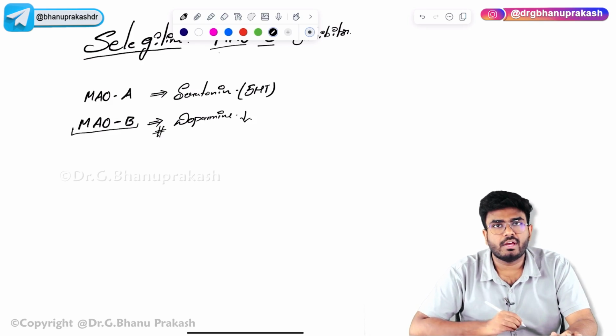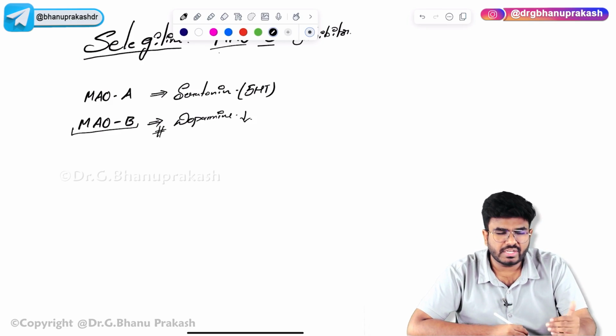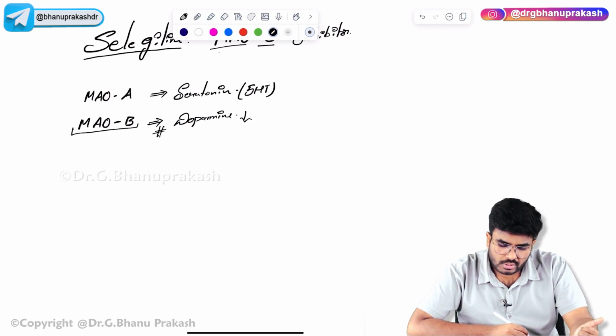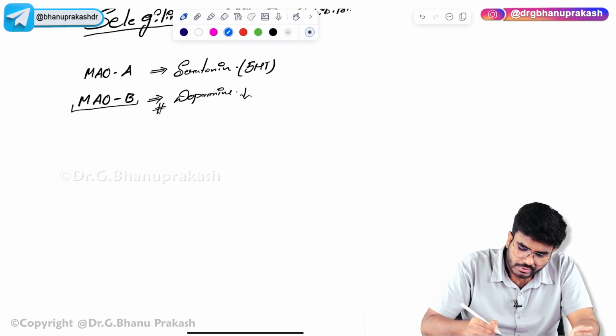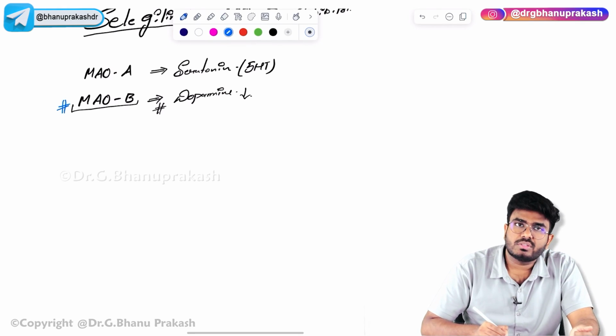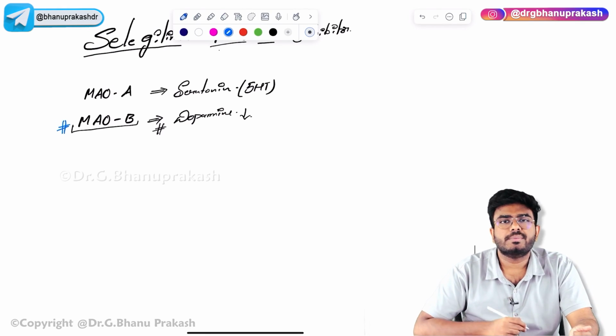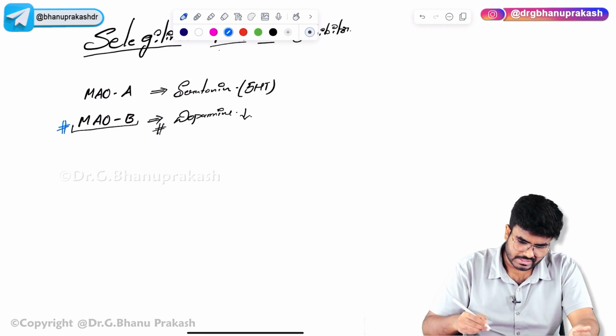So dopamine levels are going down, but what do we require in Parkinsonism? We need to increase the dopamine. So this drug, salicylic, breaks down the dopamine. Okay, so we need to inhibit this MAO-B. So who is going to inhibit the MAO-B? Salicylic. MAO-B is inhibited by salicylic.